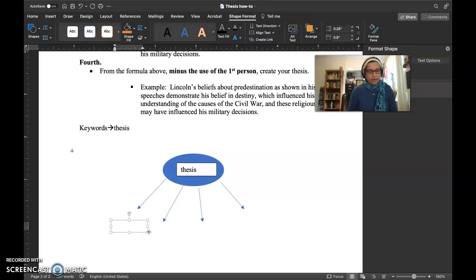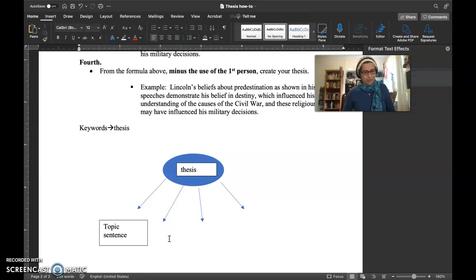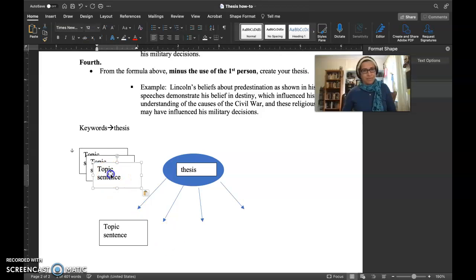So you can think of it like an umbrella effect. Your thesis is at the top and everything is coming down and branching off of that idea. So here's your topic sentence. And then we'll just copy that a couple of times and put it over here. All right.